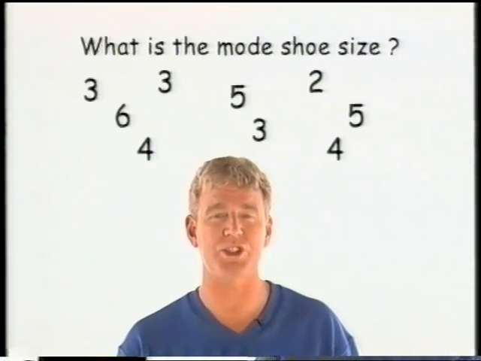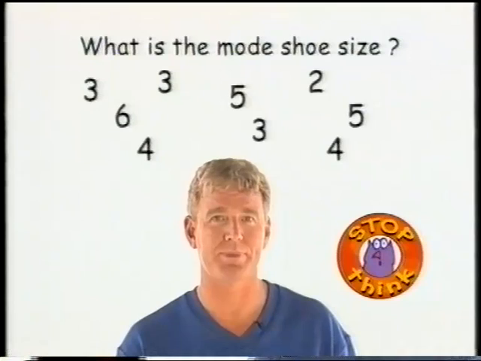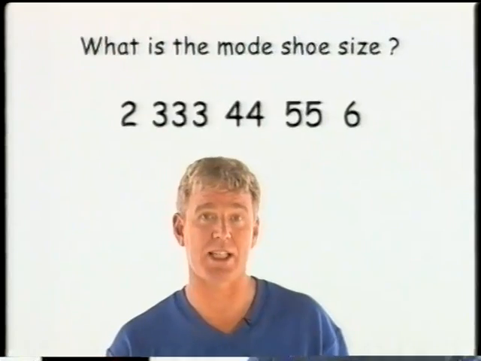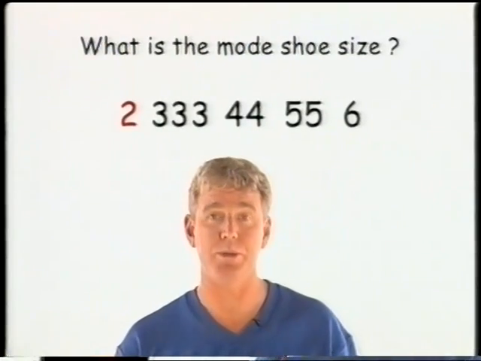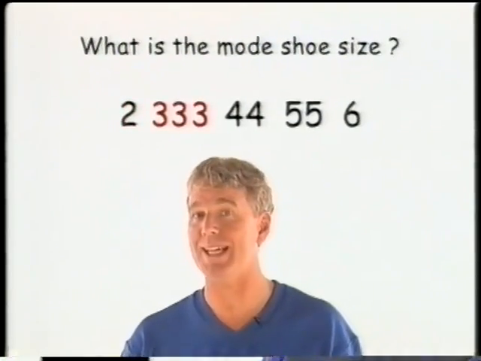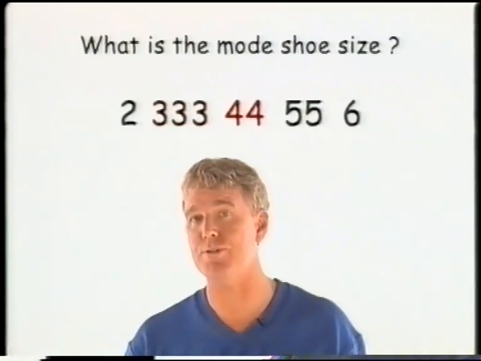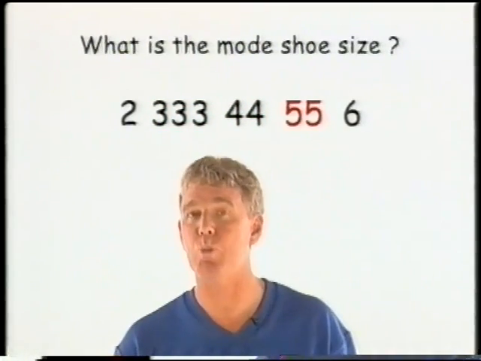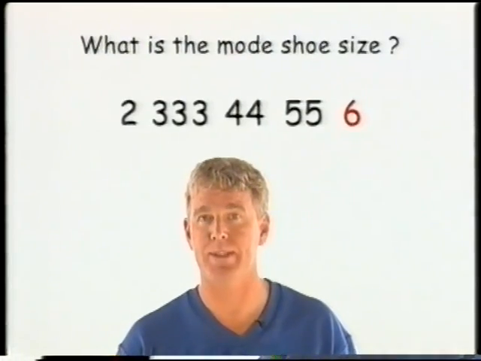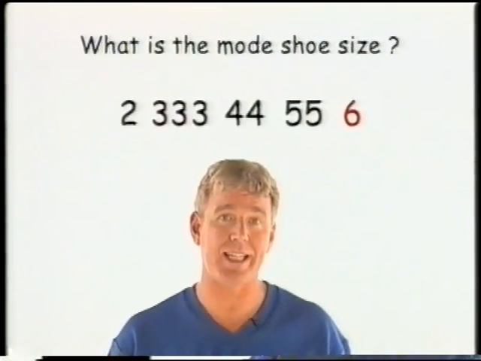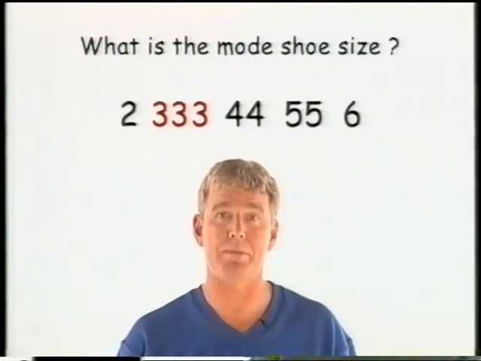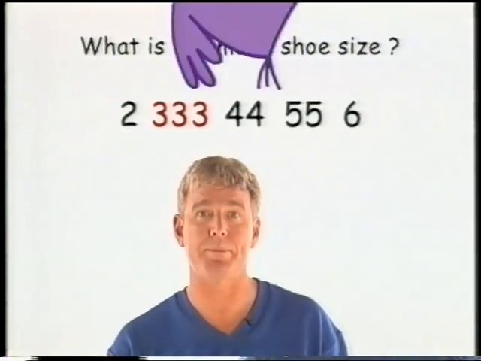So, what's your answer? Here's a list of the shoe sizes. 1 2, 3 3s, 2 4s, 2 5s, and 1 6. Now we can see that there are 3 3s, more than any other number. So 3 is the most common number, and so 3 is the mode.